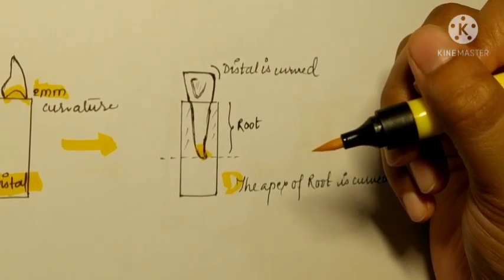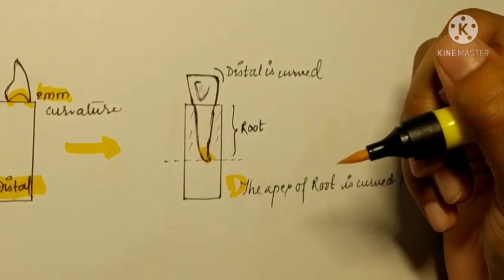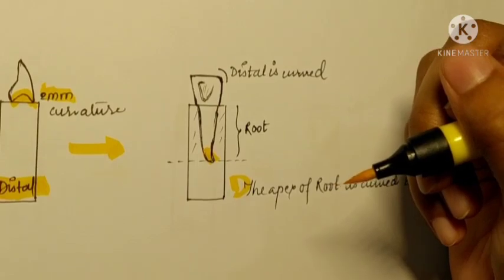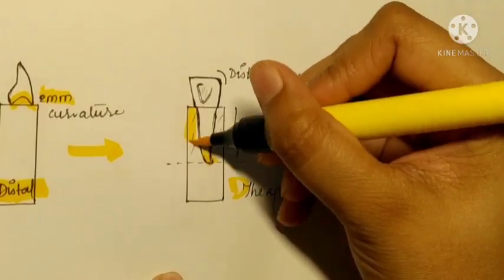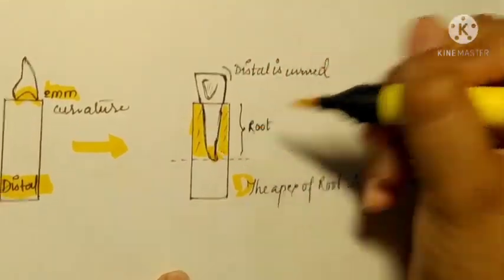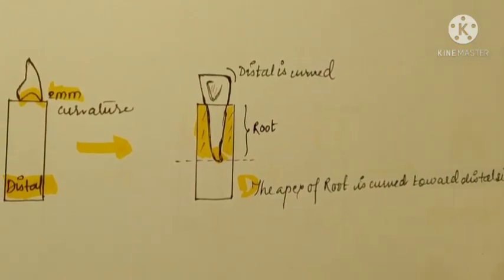So while carving, we have to keep in mind that the root is not straight, it's curved toward the distal side. So we have to remove this. This is our excess of the wax. After removing all the excess of the wax, we're going to get our root.